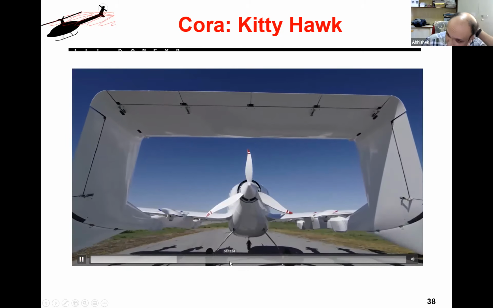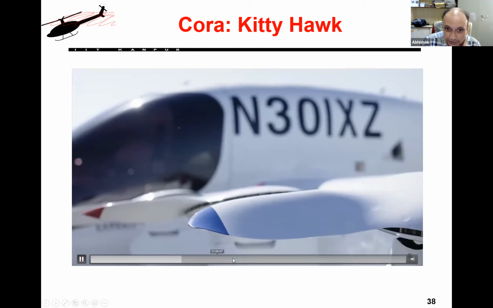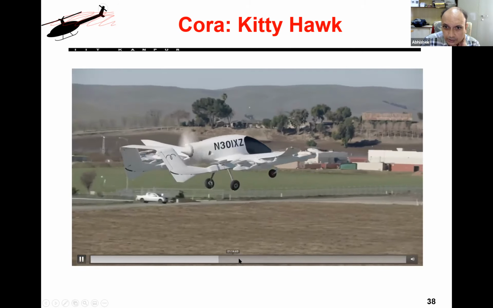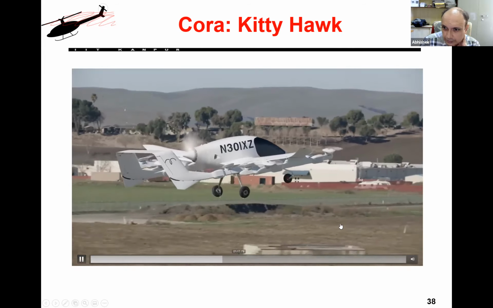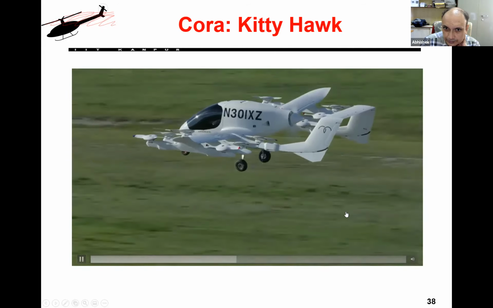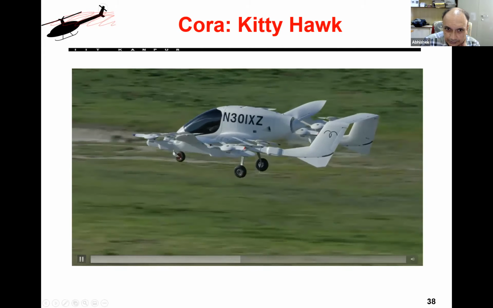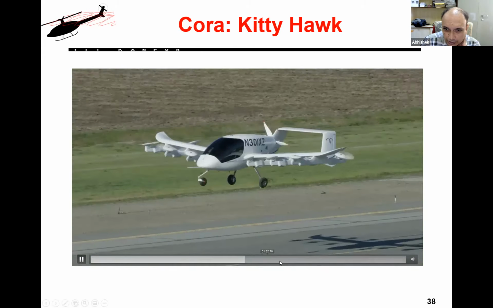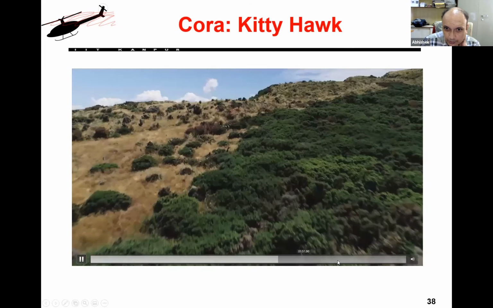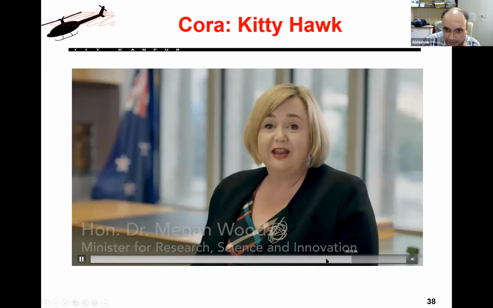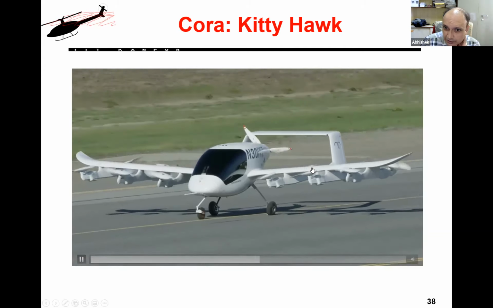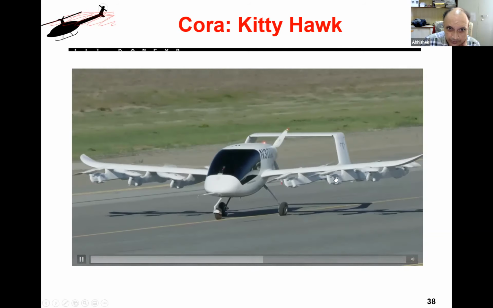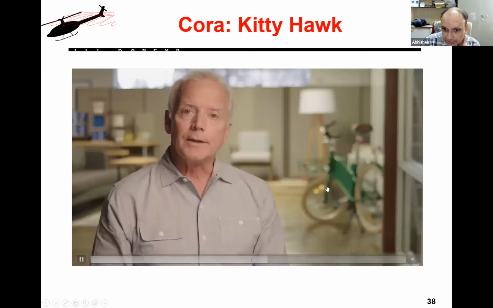Now, some of my friends have even joined Kitty Hawk. Anyway, that's a different thing. It has a range of 100 kilometers. And unlike cars on the road, it travels in a straight line and will never have to stop at traffic. So that's the idea. Cora is a vehicle about which a lot of people are making a lot of drama. You can take off and land vertically with these 12 propellers, and then you switch them off and use the propeller for forward flight.